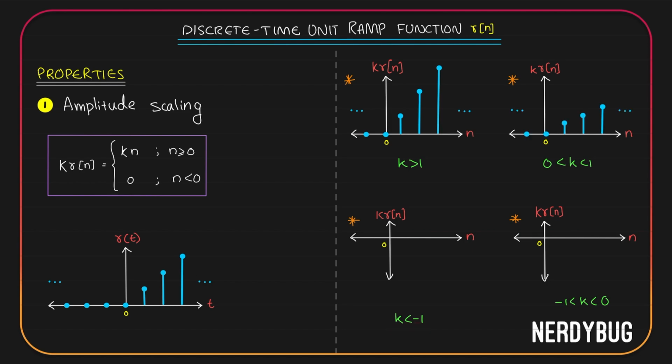Let us take the next case when k is less than minus 1. Every value will be multiplied with that number, so it will get reversed as well as multiplied. So the graph will look like this. In the last case, when k is between minus 1 and 0, the values will be reduced as well as reversed since it is negative. So the graph is going to look like this.